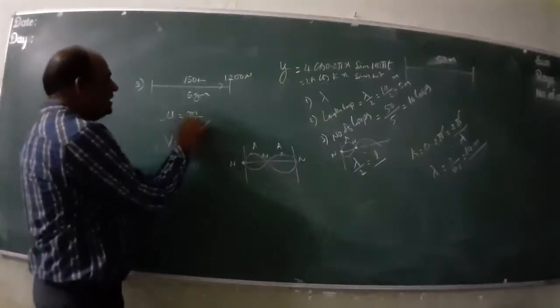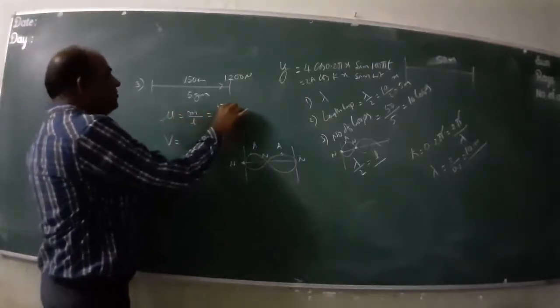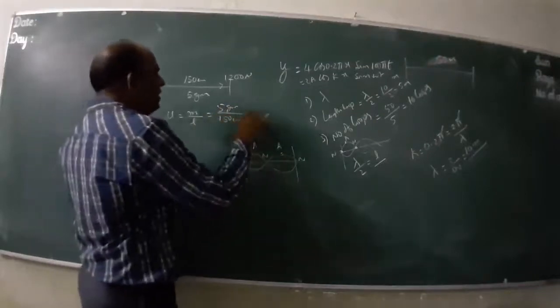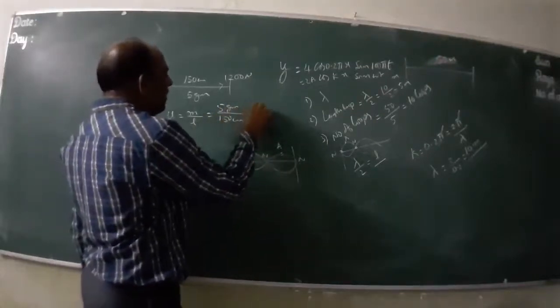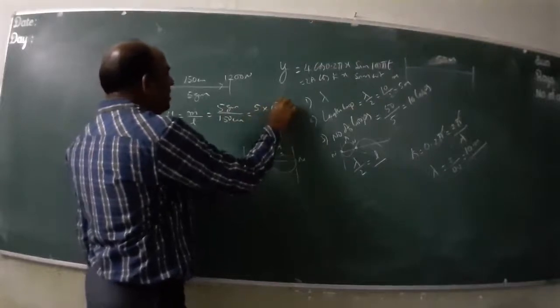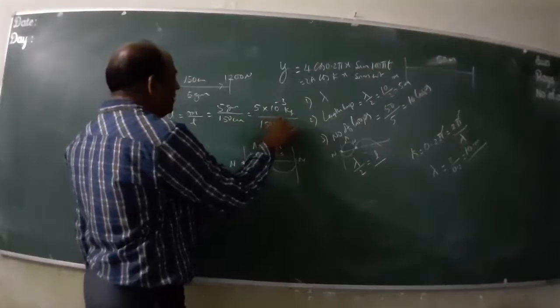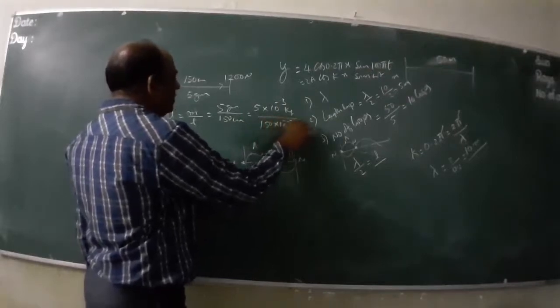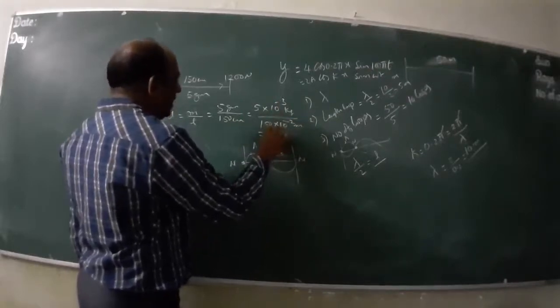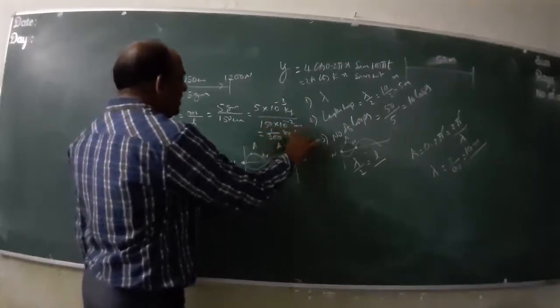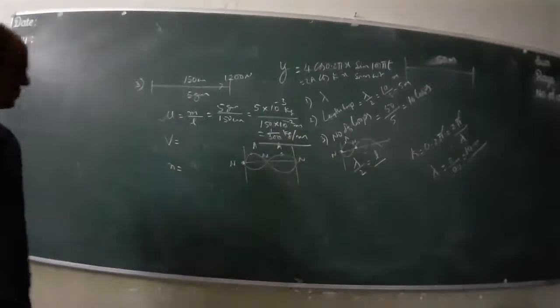What is the linear density? Mass by length, that is 5 grams by 150 centimeter. Gram: 5 into 10 power minus 3 kilogram. And 150 centimeter means 150 into 10 power minus 2 meter. So that is equal to 1 by 300 kg per meter. That is the linear density.